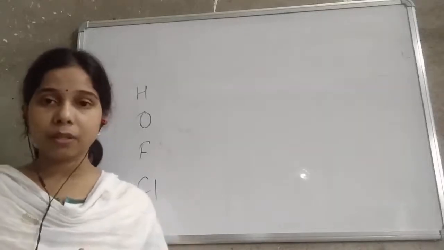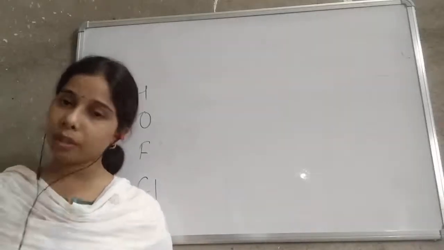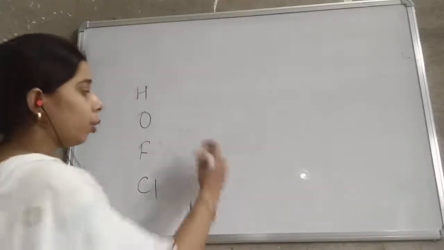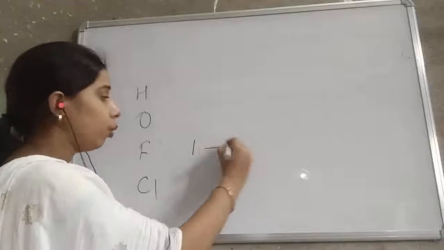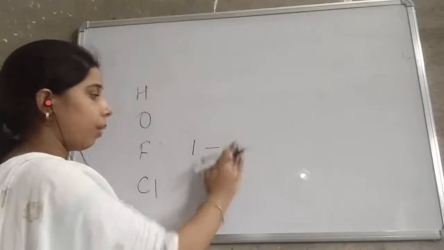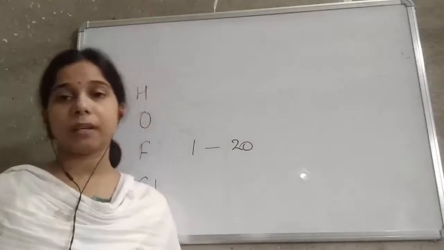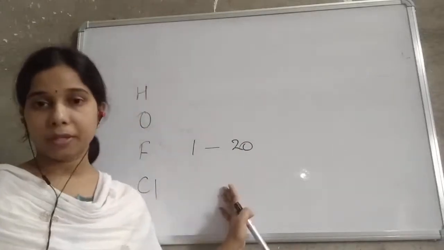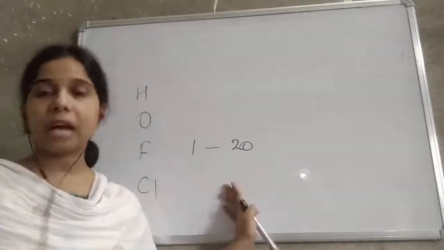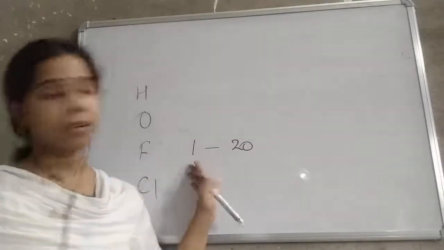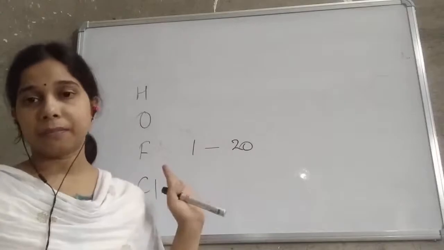Let me tell you one thing, students, that you don't have to learn all the atomic masses of the elements, but for atomic numbers 1 to 20, you have to see the symbol, the atomic number and the atomic mass of the elements which come under 1 to 20. Okay.